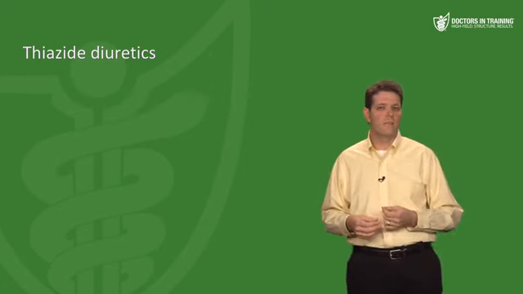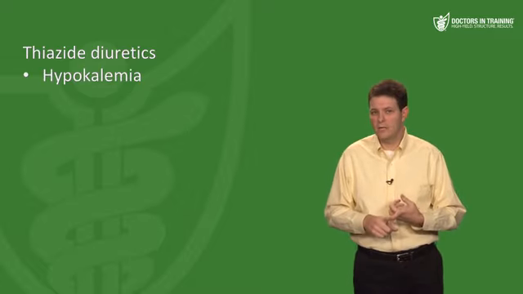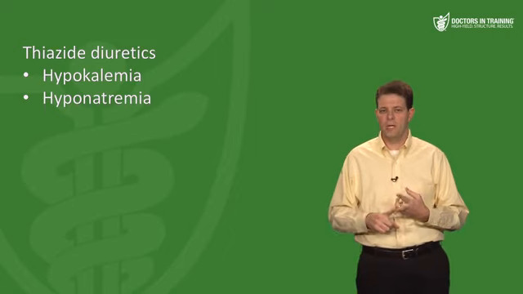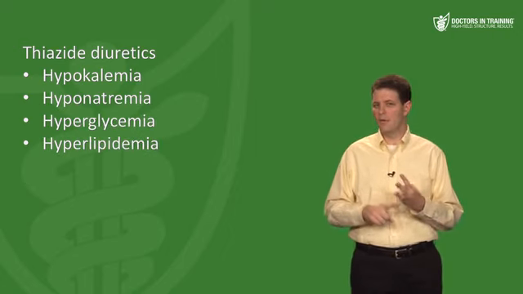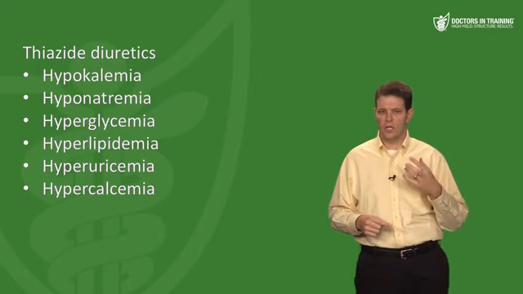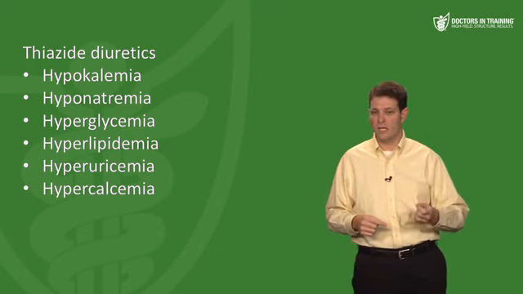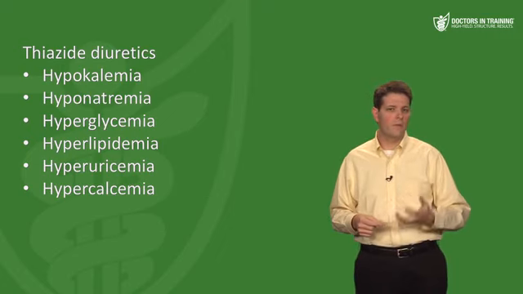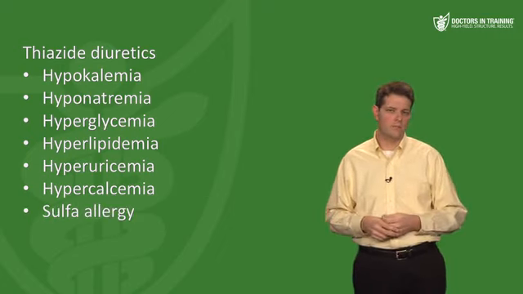Then for side effects, thiazides can cause hypokalemia, just like the loop diuretics can. That's very important. They can also cause hyponatremia, hyperglycemia, hyperlipidemia, hyperuricemia, and hypercalcemia. Remember we said loops lose calcium, thiazides retain calcium. And thiazides are also sulfa drugs, so you're going to want to avoid these in patients with sulfa allergies.